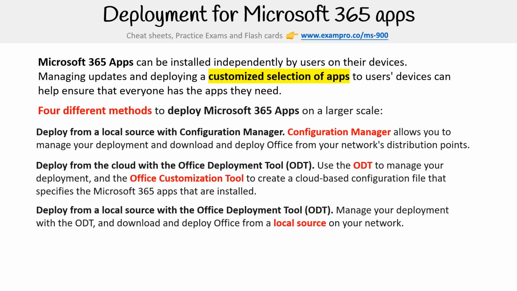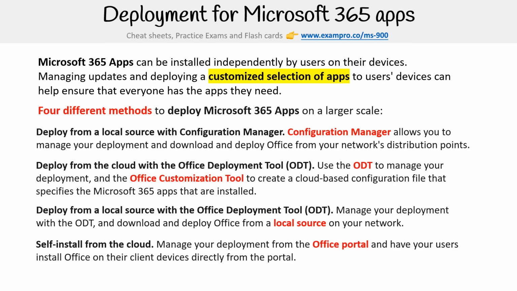The next method is to deploy from a local source with the Office deployment tool. With this method, you manage your deployment with the ODT and download and deploy Office from a local source on your network. The last method is to self-install from the cloud, which is probably the easiest one to perform. You manage your deployment from the Office portal and have your users install Office on their client devices directly from the portal. So, those are the 4 different methods to deploy Microsoft 365 apps.